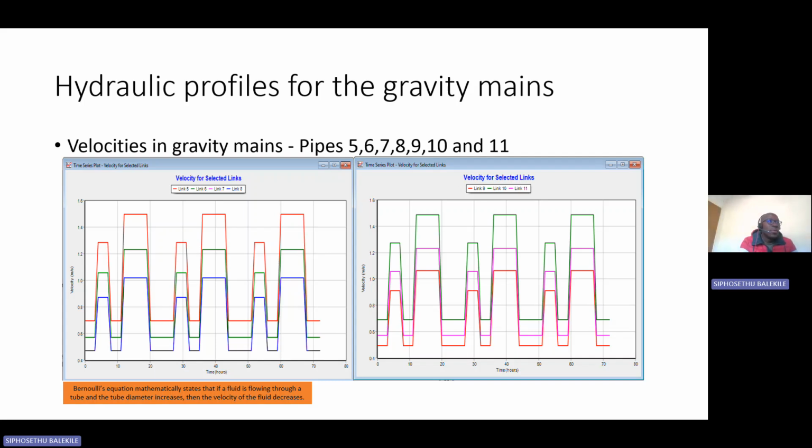And Bernoulli equation mathematically states that if a fluid is flowing through a tube and the tube increases in diameter, then the velocity of fluid decreases. So to decrease velocity in a pipe, it is always advisable to increase its diameter.